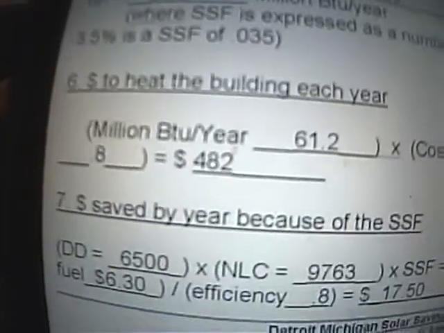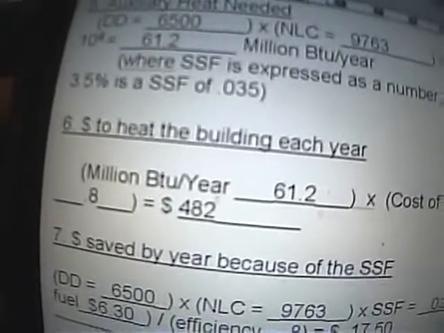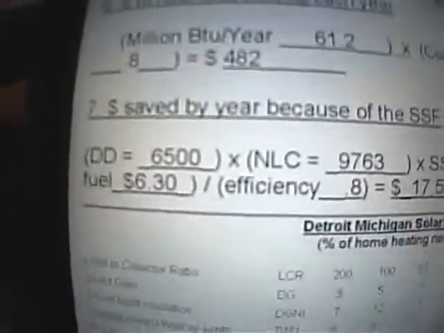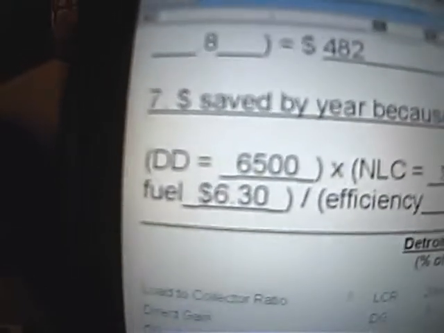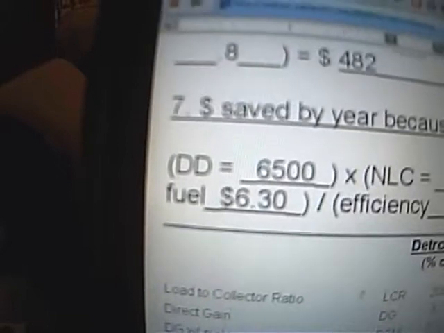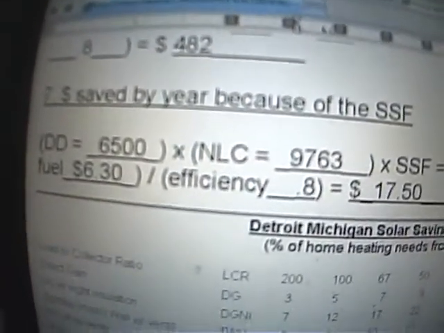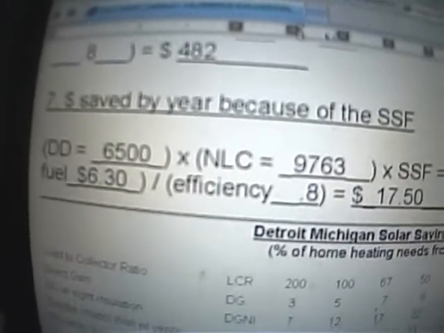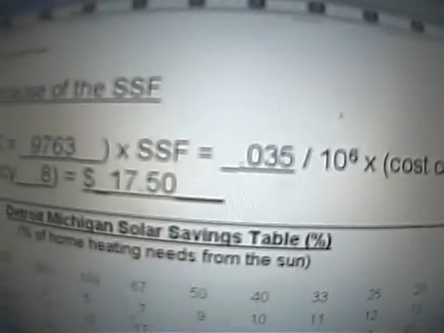Now, let's look at what the dollars per year were that were saved because of the solar savings fraction. In this case, it's not very much because it's a poorly designed house. But we take the degree days again, 6,500, times the NLC again, 9763, and this time it's not 1 minus the SSF, it's just the SSF itself, 0.035.